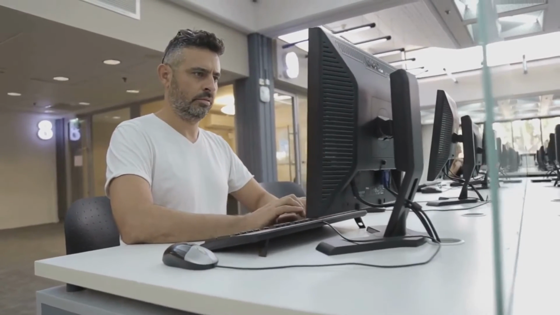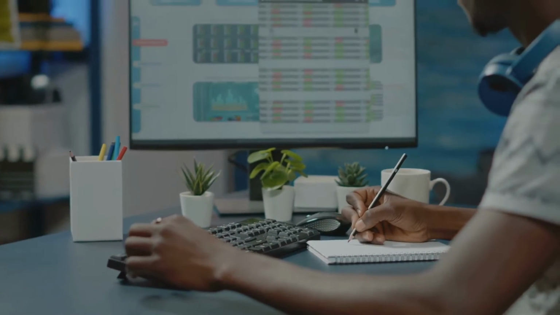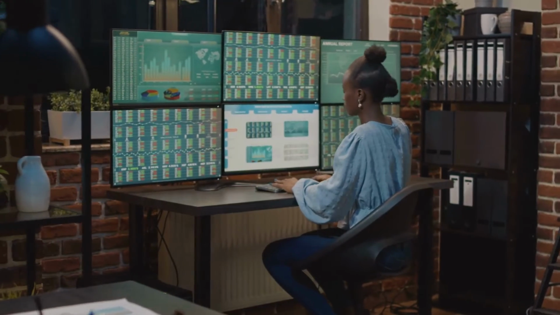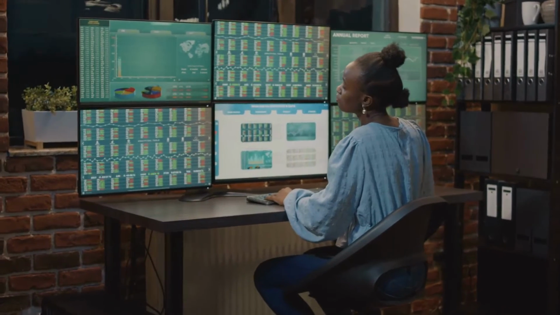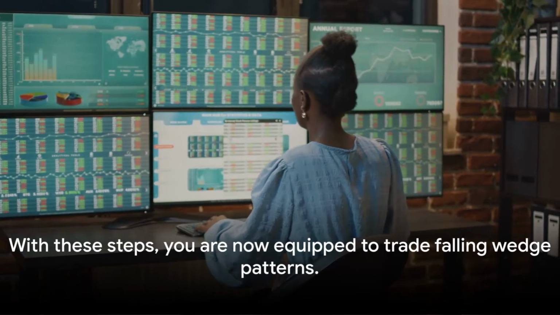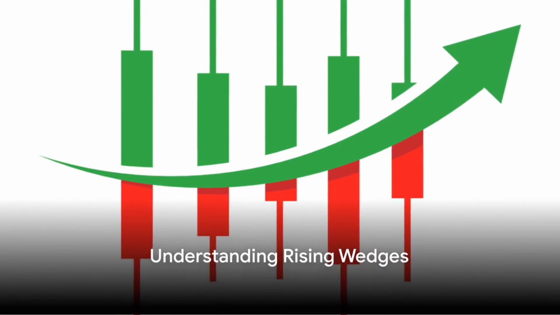Trading falling wedges isn't foolproof. Sometimes the price will break below the lower trend line, indicating a continuation of the downtrend. In such cases, your buy order won't be triggered, and you'll avoid a losing trade. As always, the key to successful trading is to use a combination of strategies and tools rather than relying on a single chart pattern. Falling wedges are just one tool in your Forex trading toolbox. With these steps, you are now equipped to trade falling wedge patterns. Now, let's turn our attention to rising wedges.